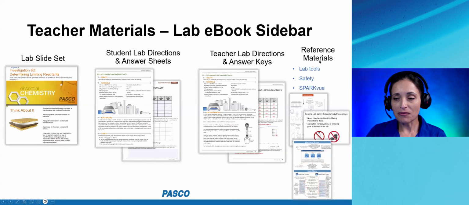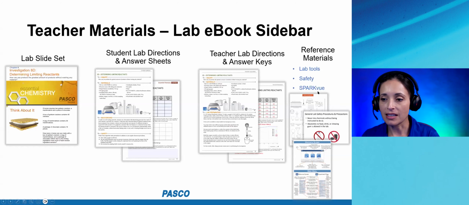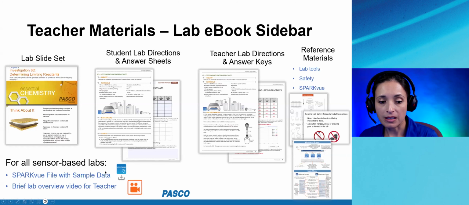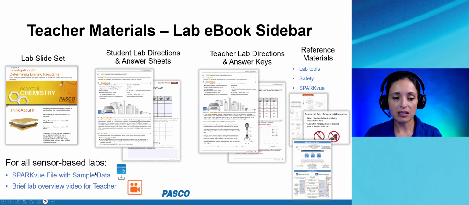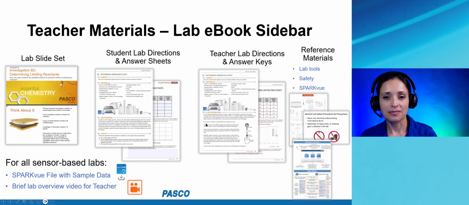The lab book also has reference materials like these: safety rules, safety quiz, lab tools, and information and videos on help with SPARKvue. And all sensor-based labs in the Essential Chemistry curriculum include a sample data file, unless it's just a digit display lab, and also a video for the teacher to see what this lab is about. Do I want to do this lab?